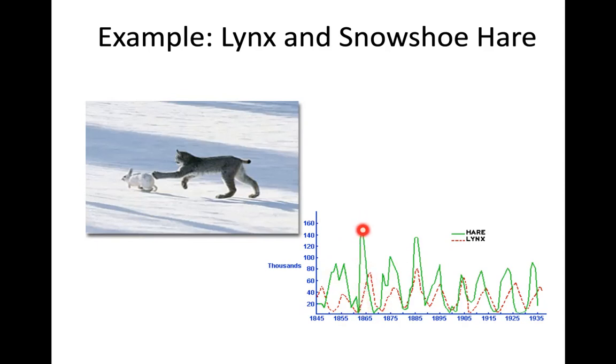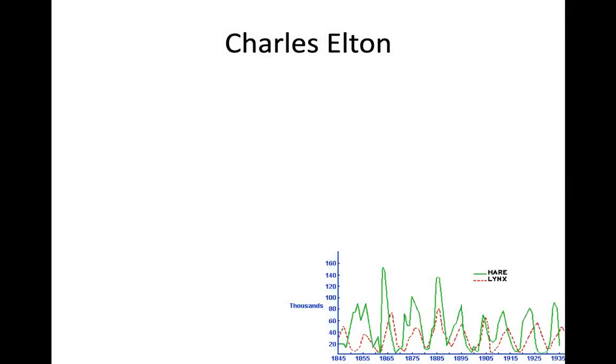So here in 1865, huge spike, the biggest spike you see of all, in almost 100 years we have here. And you have almost the largest spike, except for this one, in the lynx shortly after that. So it's easy to make a correlation between the population of hares and the population of lynx after that.